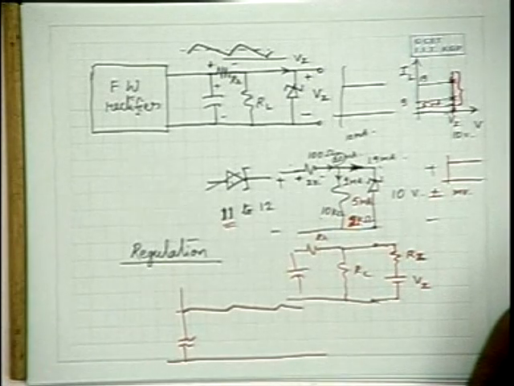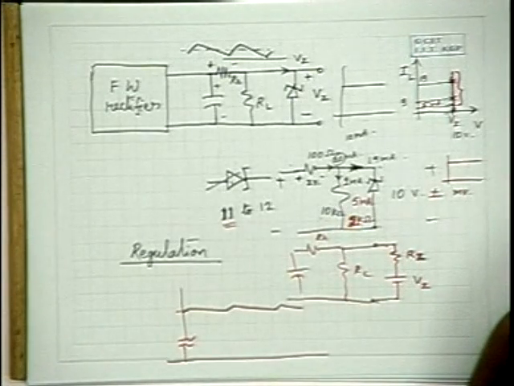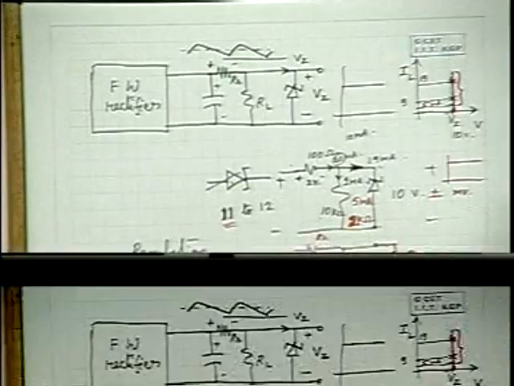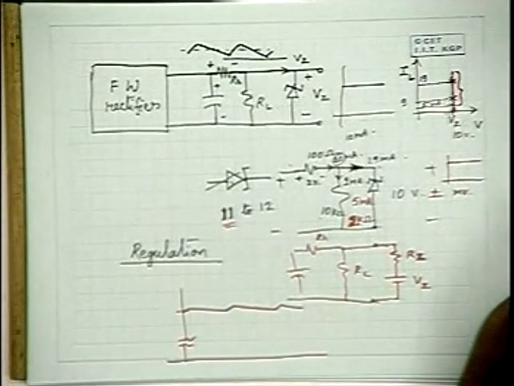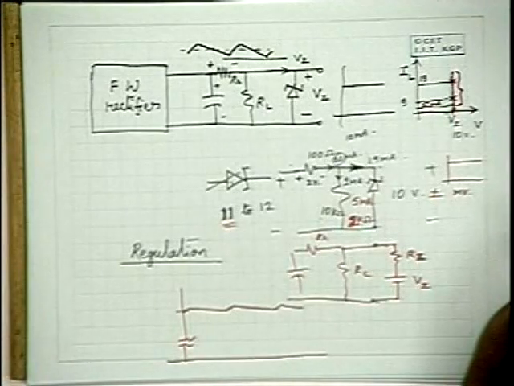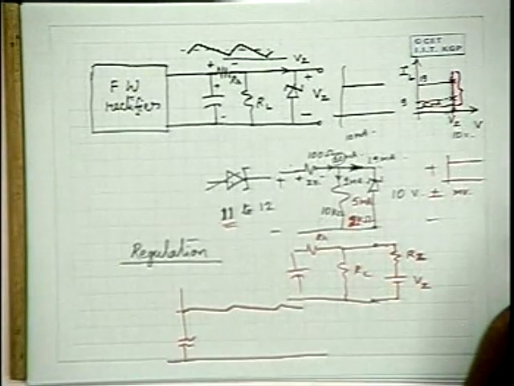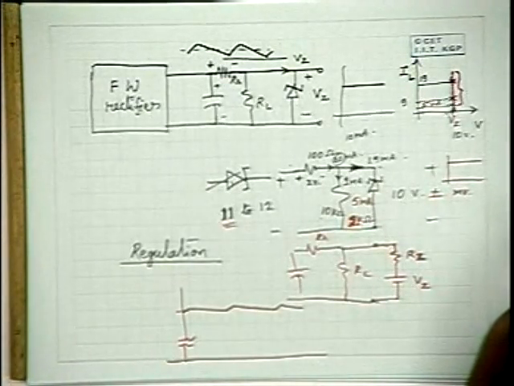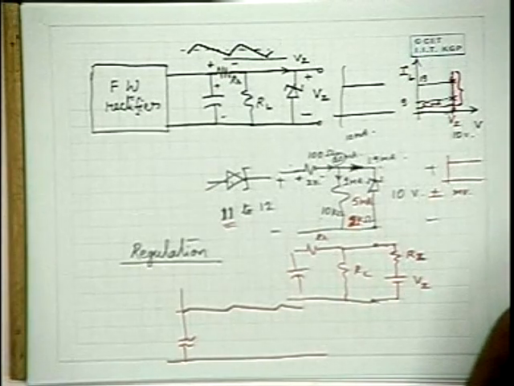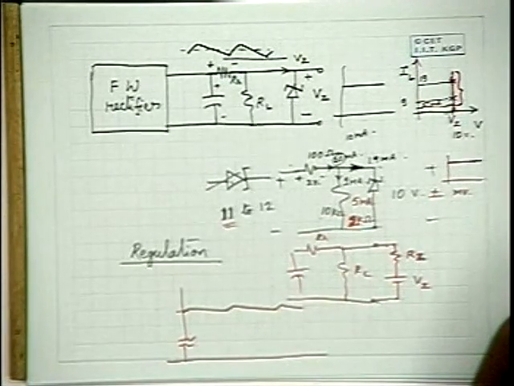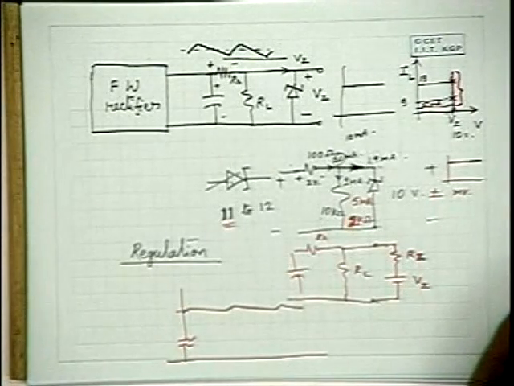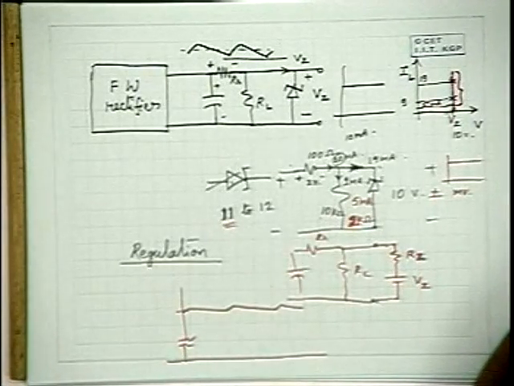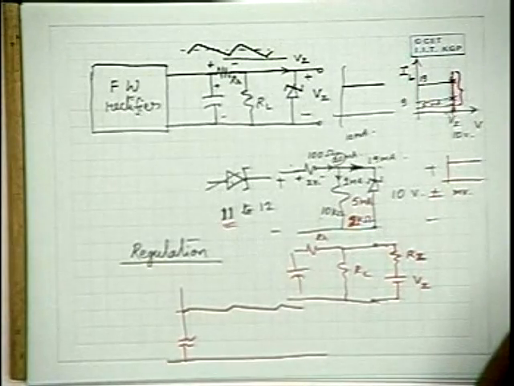So what is the order of RZ? RZ is typically a fraction of an ohm: 0.1 ohm, 0.2 ohms, 0.5 ohms, of that order. In fact, even less than 0.1 is very common. Any other question?